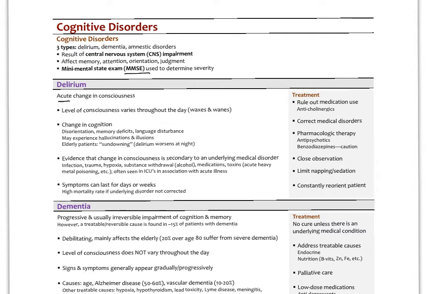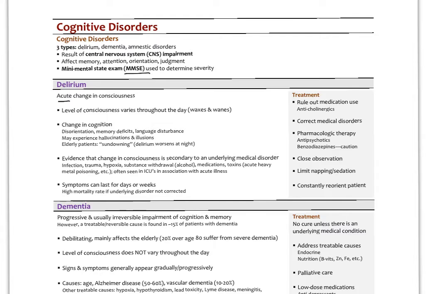In the case of delirium, there's almost always an underlying medical disorder. So very importantly in delirium, we do further assessment and workup to see what might be contributing to this. So things like infection, trauma, chronic hypoxia to the brain, substance withdrawal like alcohol, different medications, toxins such as acute heavy metal poisoning. Often this is seen in patients in the intensive care unit who are suffering from very severe acute illness. Symptoms usually last for days or weeks, and unfortunately there's a high mortality if the underlying medical condition isn't addressed.